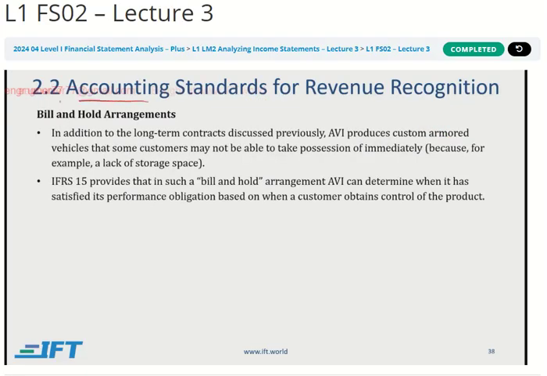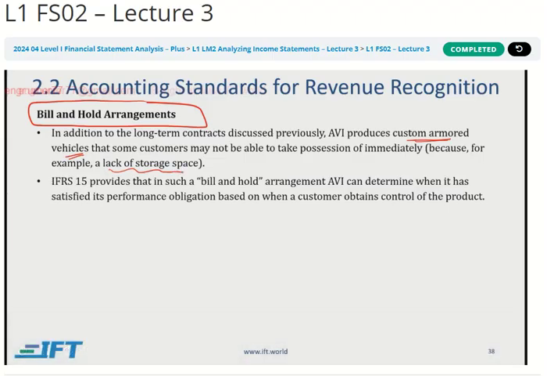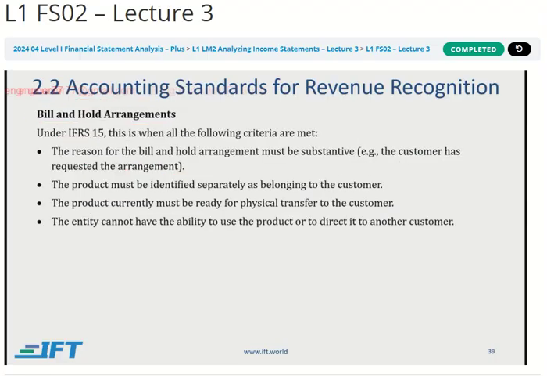Okay, finally, bill and hold arrangements. Now what's happening over here is that they are producing these tanks, custom made armored vehicles, and they're not giving them to the customer because the customer, let's say, doesn't have a space to store. So there's a lack of storage space with the customer. But they will be able to bill because your standard allows this in certain circumstances. And what are those circumstances?